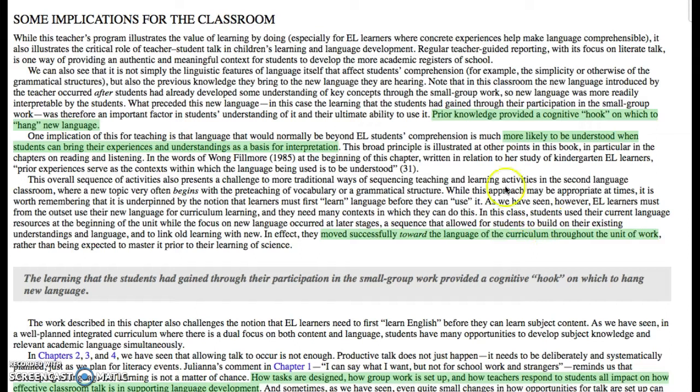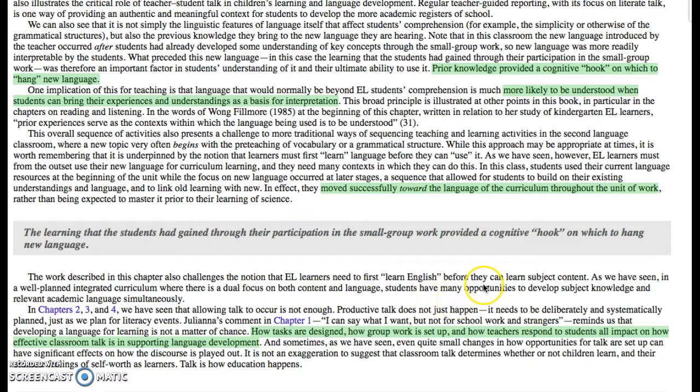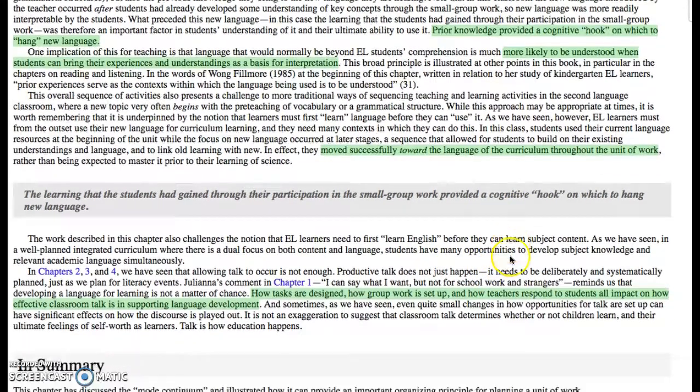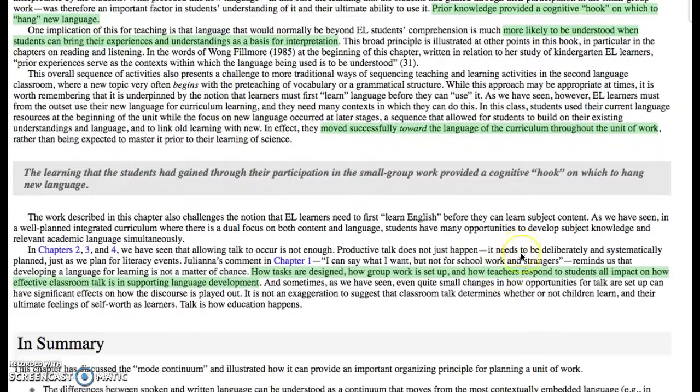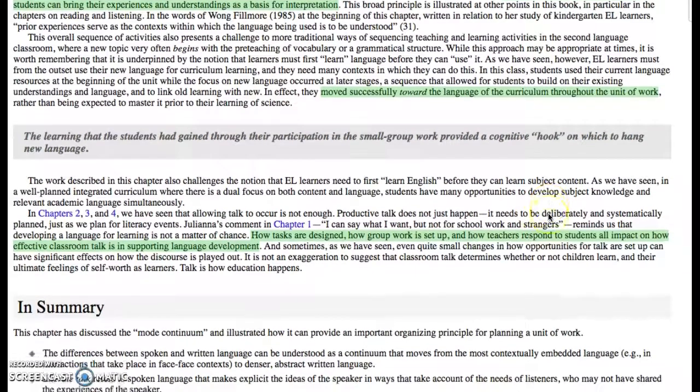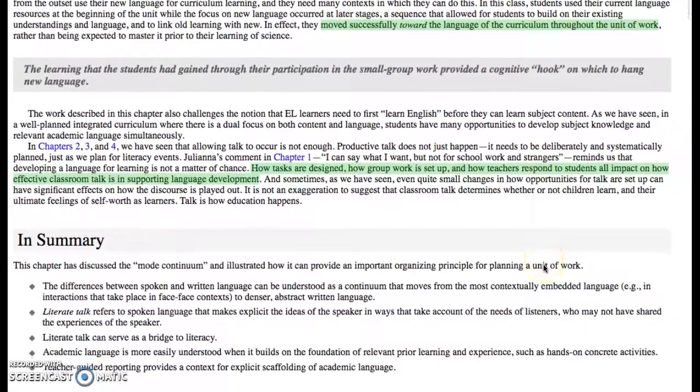and we need to ensure that we are doing this as future educators, because as Gibbons says, prior knowledge provides a cognitive hook on which to hang new language. So this is going to help English language learners understand, and once they're able to bring their experiences and understandings that they already have, they're also able to engage and most likely have more interest in the material as well. And yeah, that's basically it.